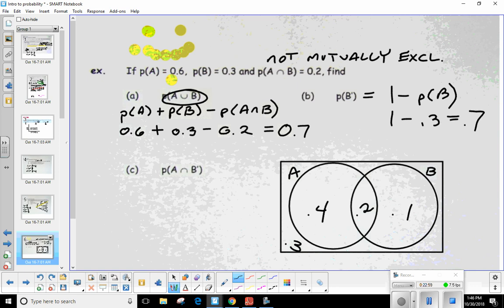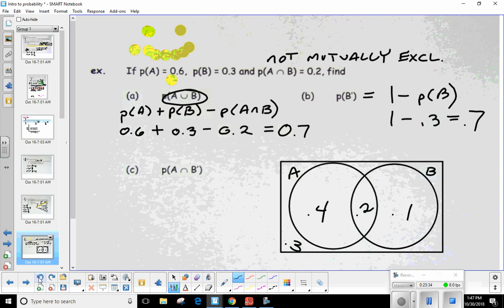0.7. Now, we should also be able to get the exact same answer if we're just looking at the Venn diagram. If I want everything in the universe outside of B, you'll notice if I shade everything outside of B, the only thing I'm adding up is the 0.4 plus the 0.3, which again gives me the 0.7. Okay, good. Let me go ahead and take those off there. Does anybody think they know what the answer to C is? The intersection of A and B's complement.